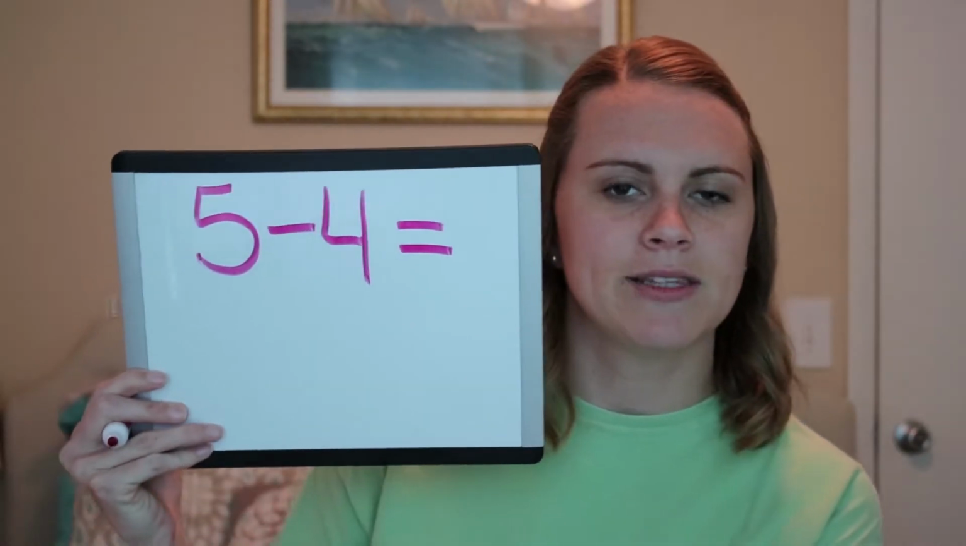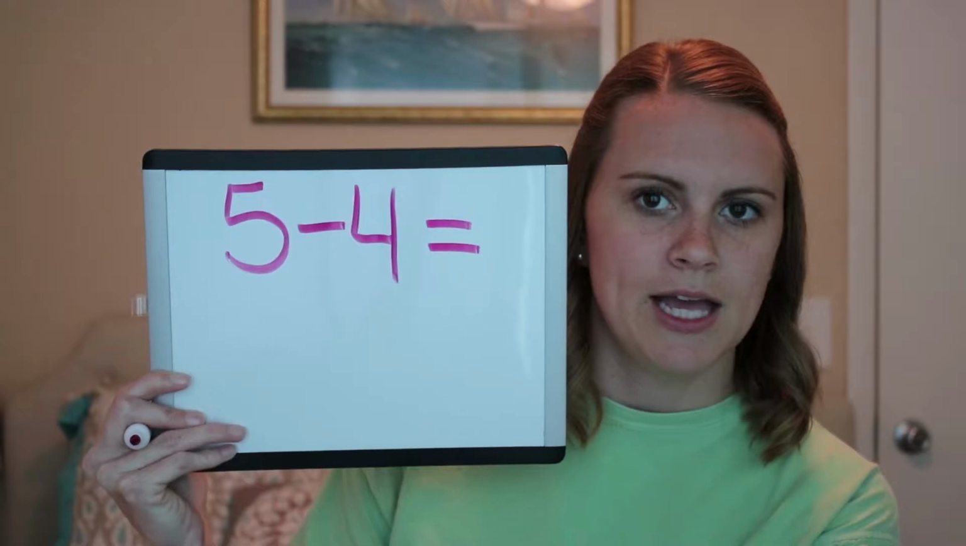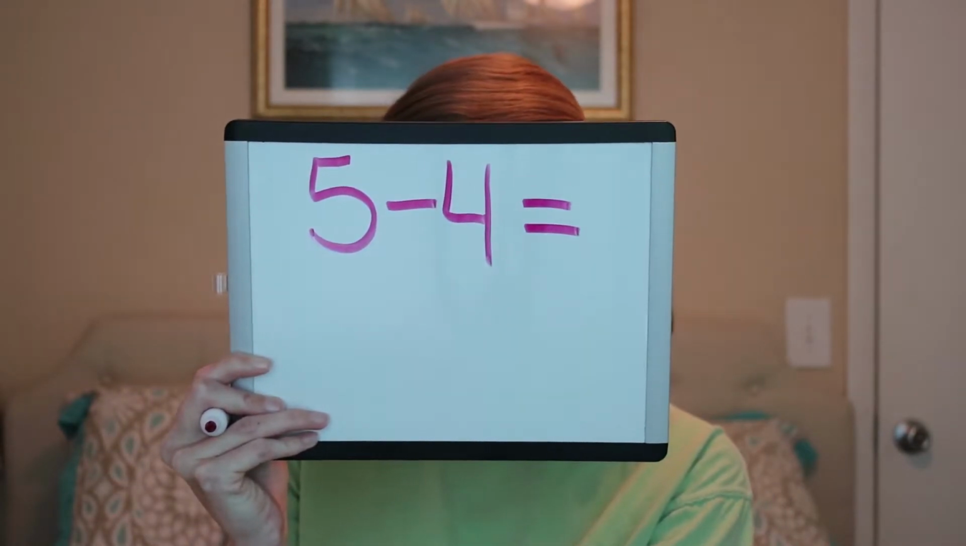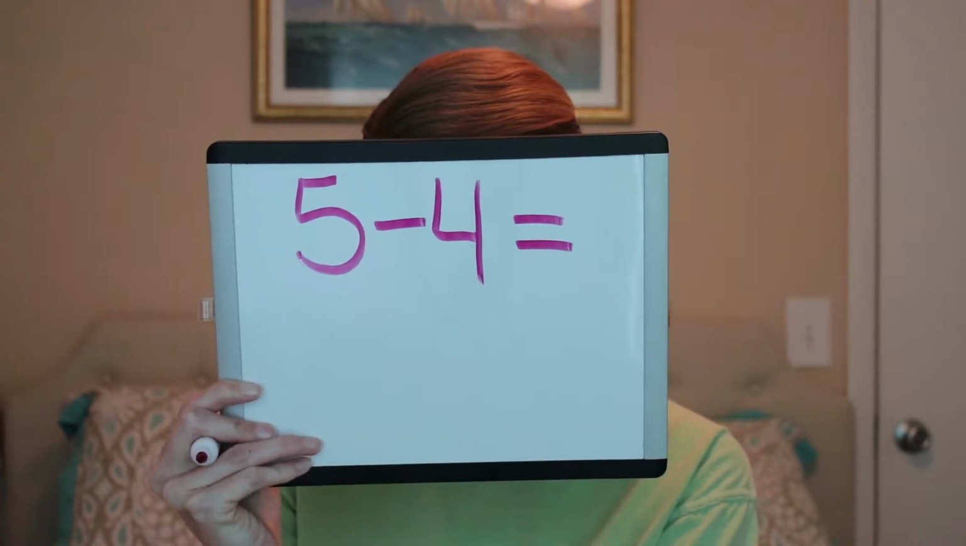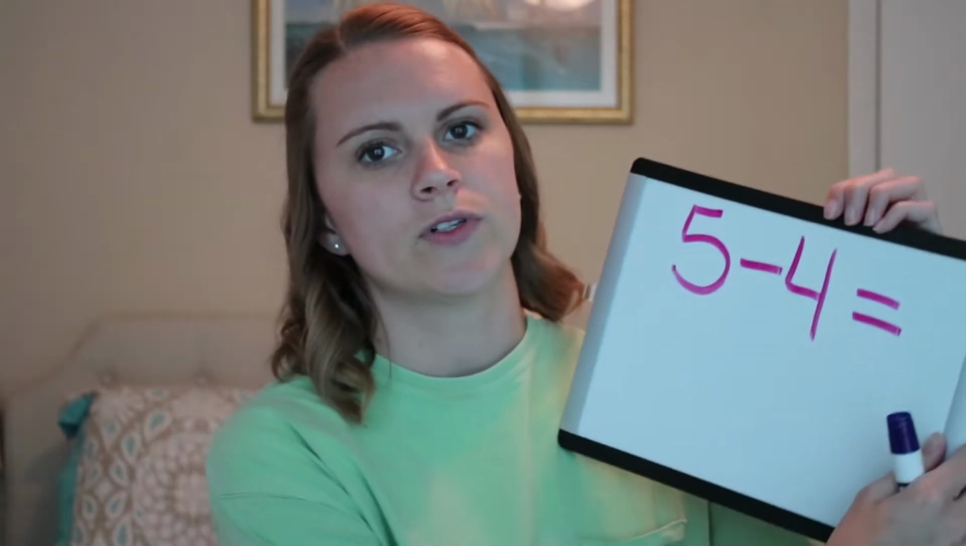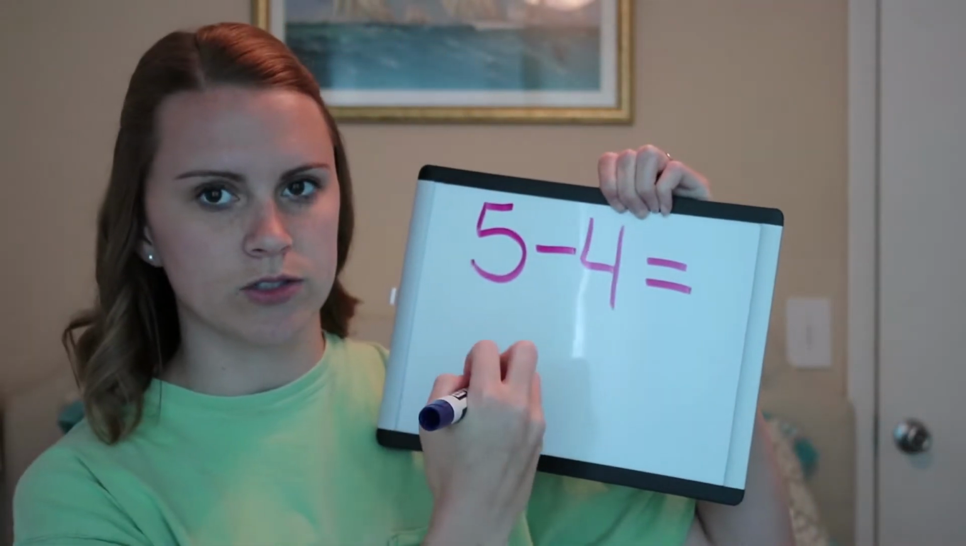So go ahead and write this at the top of your paper and go ahead and pause the video if you need to. 5 minus 4 equals. Okay. And to do this problem, let's say we couldn't use our fingers for some reason and we don't have actual objects in front of us. We can actually go ahead and just draw objects. So for this first one, we're going to draw circles.